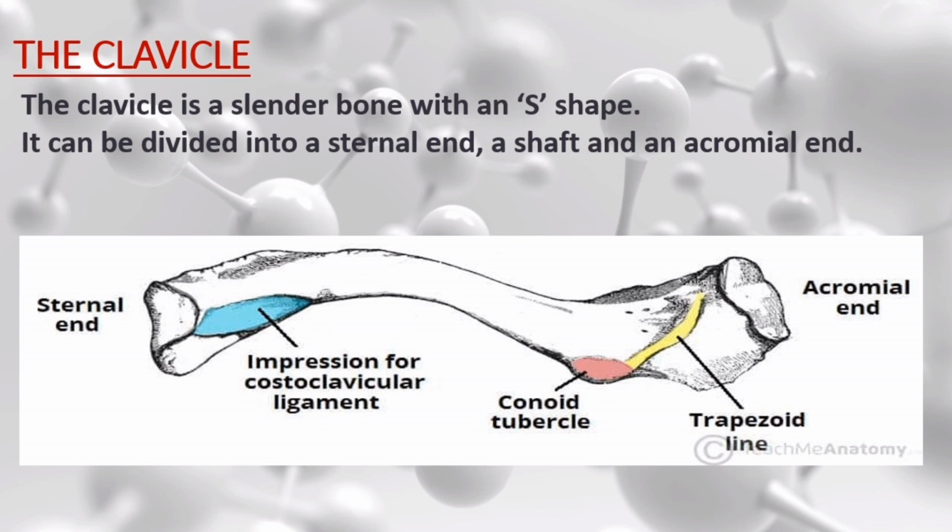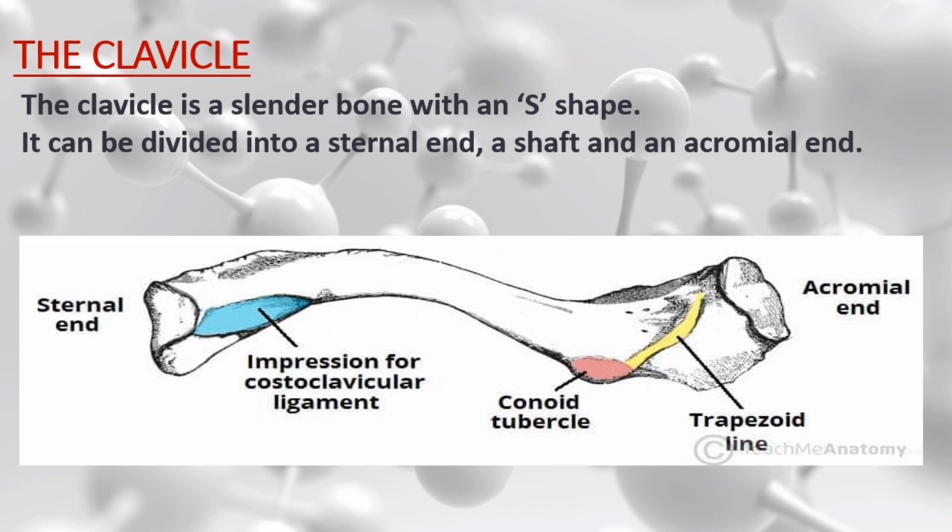Sternal or medial end. The sternal end contains a large facet, for articulation with the manubrium of the sternum at the sternoclavicular joint. The inferior surface of the sternal end is marked by a rough oval depression for the costoclavicular ligament, a ligament of the SC joint. Shaft. The shaft of the clavicle acts as a point of origin and attachment for several muscles: deltoid, trapezius, subclavius, pectoralis major, sternocleidomastoid and sternohyoid.